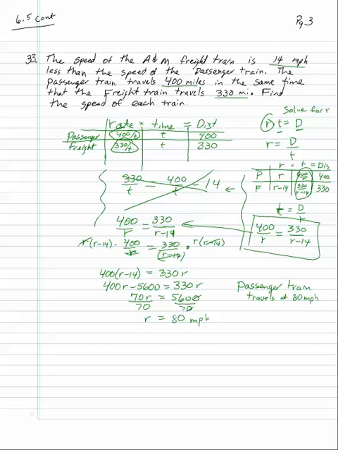Miles per hour, and the freight train, so remember the freight train's 14 less, so r minus, what is that, 66. So there's your two answers.